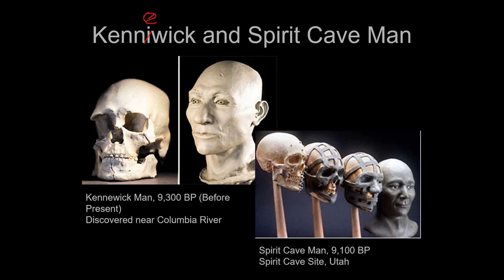So, Kennewick and Spirit Cave Man. Kennewick is up in the southeastern corner of Washington State. Spirit Cave is right here in Utah. The Great Salt Lake and Utah Lake were once part of a much larger ice age lake known as Lake Bonneville. It was a gigantic inland sea, bigger than one of the Great Lakes. And so there were caves up along that old shoreline. Now that shoreline is several hundred feet above the valley floor. But there were caves along there, and in those caves they found some remains.